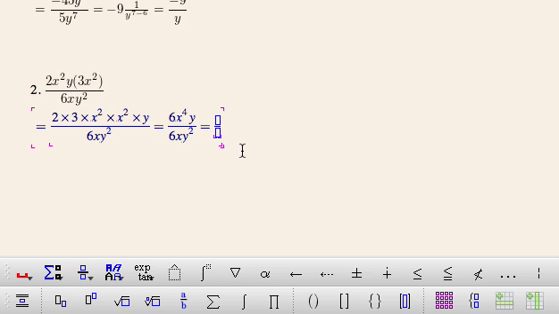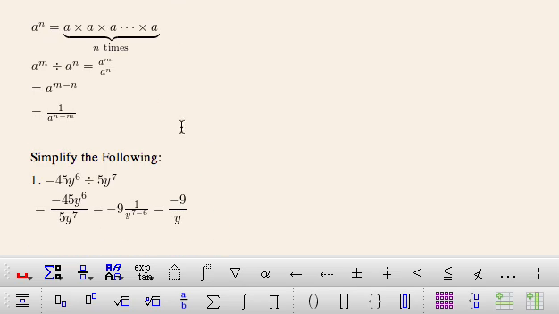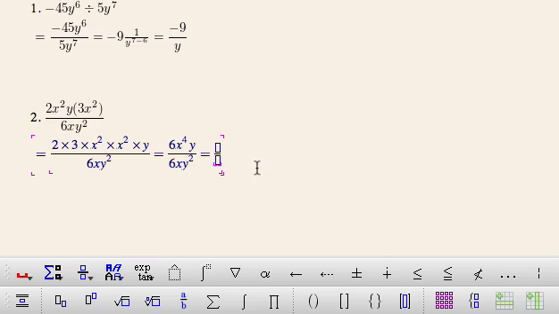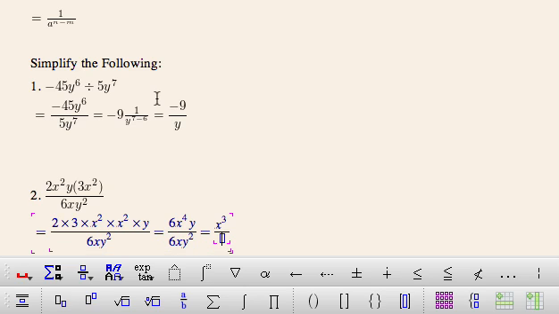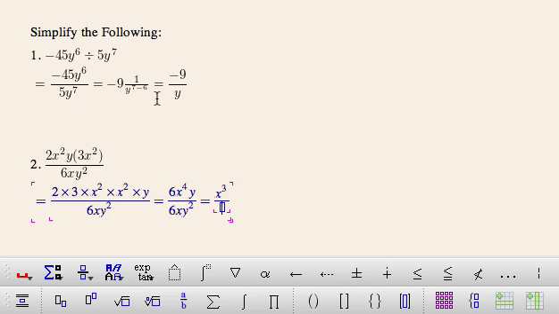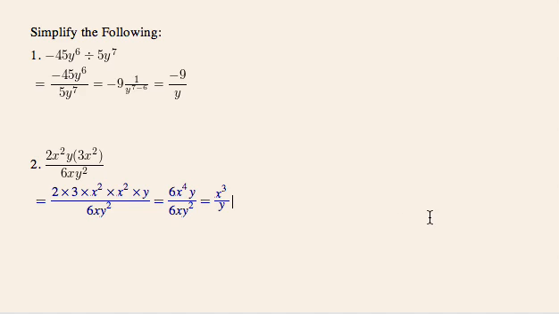So, and then what can we do with the x's? We have x to the 4 divided by x. So using the first formula, this is equal to x to the 4 minus 1, so we have x to the 3. And then what do we have for the y's? We have y to the 1 on the top, and y to the 2 on the bottom. So we use the second formula, and we have 1 over y to the 2 minus 1, which is y to the 1. So we have x cubed over y, and we are done.